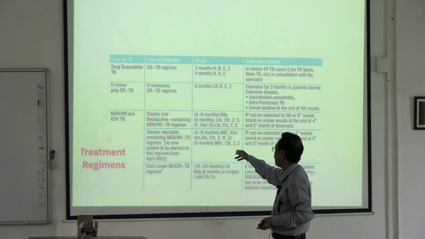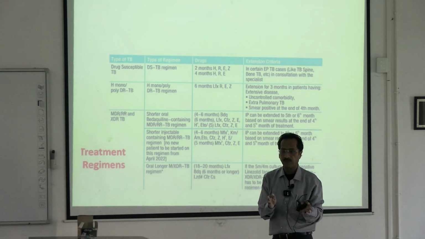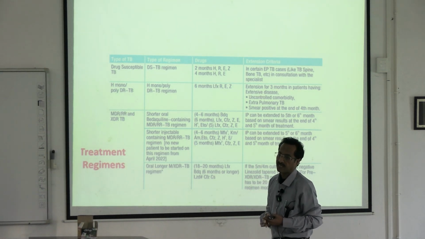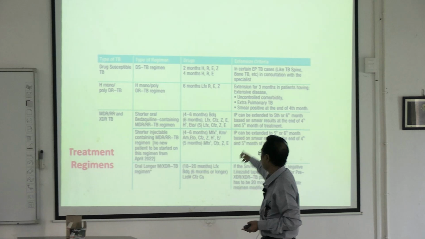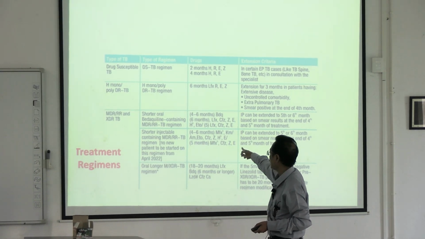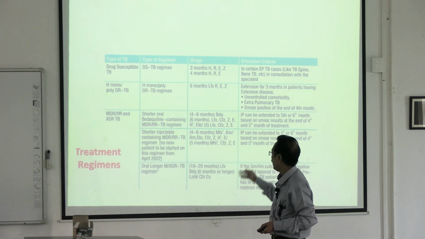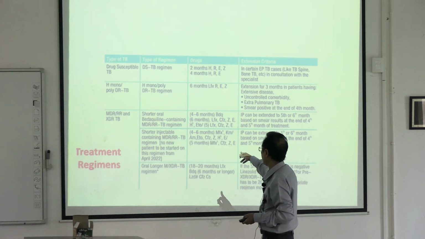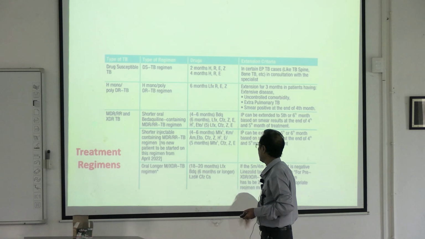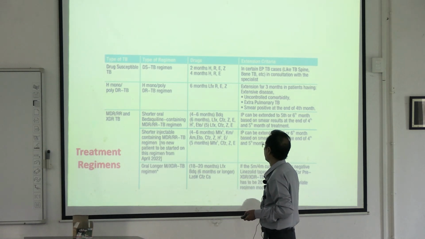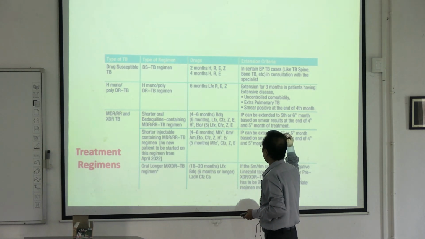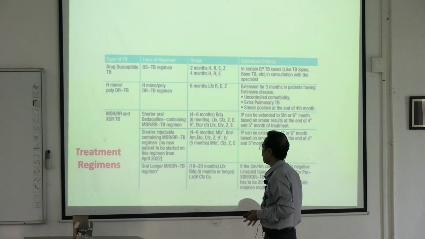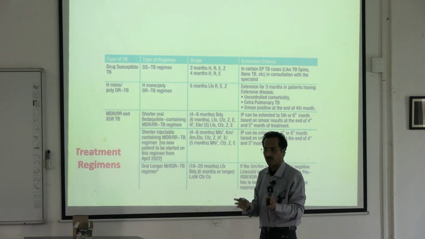pyrazinamide. Shorter injectable regimen: if a patient is willing to take an injectable regimen, then moxifloxacin, kanamycin or amikacin, clofazimine, pyrazinamide, high dose INH and ethambutol, followed by the next 5 months with moxifloxacin, clofazimine, pyrazinamide and ethambutol. Now this intensive period can be extended if the response is not proper.